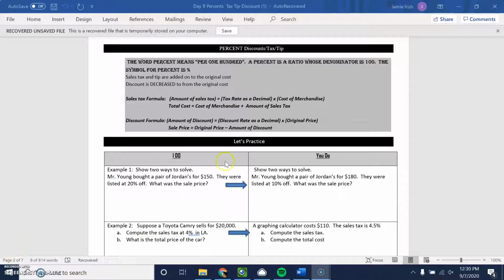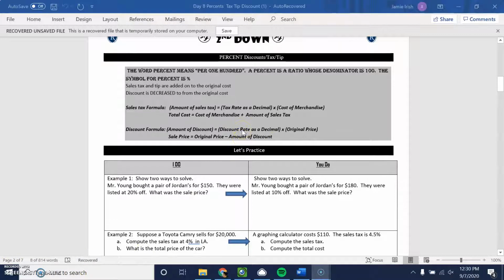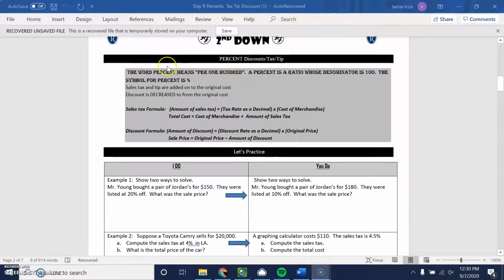All right, let's get into some problems here. So what are we going to do first? Well, first we're going to take some notes. So this is what percent means. It means per 100 or out of 100. So we got tax and tip, and we got discount, and here are the formulas to use. I'm going to show you how to use these in a second, but pause the video and copy this down.